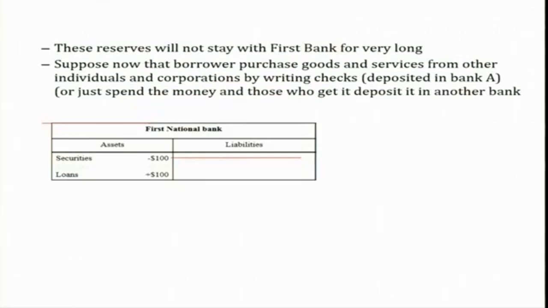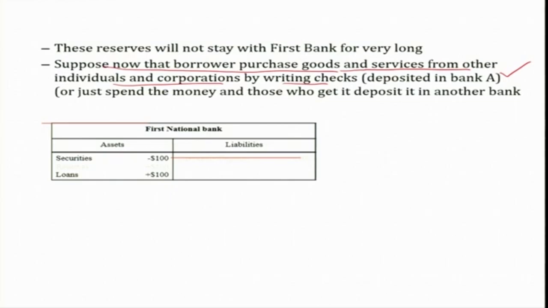Now these reserves will not stay with the first bank for very long, because they have given the loan. And the money credited in the checkable deposit account won't stay there for long either. Suppose the borrower withdraws this amount and purchases goods and services from other individuals and corporations, financing it by writing checks. Those who get these checks deposit them in another bank, called Bank A, or just spend the money, and those who get it deposit it in another bank.